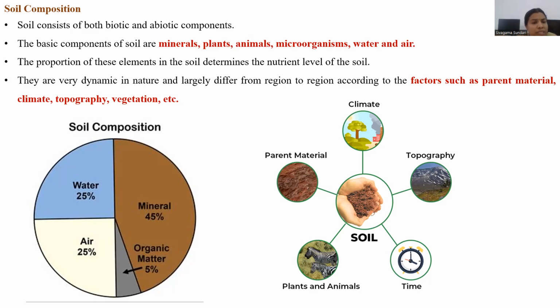The proportion of these elements in the soil determines the nutrient level of the soil. They are very dynamic in nature and largely differ from one region to another region. Factors such as the parent material present in the ecosystem, climatic factors, topographic factors, and vegetation of that area mainly contribute to the composition of the soil.